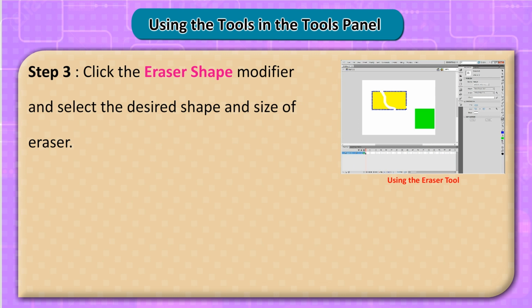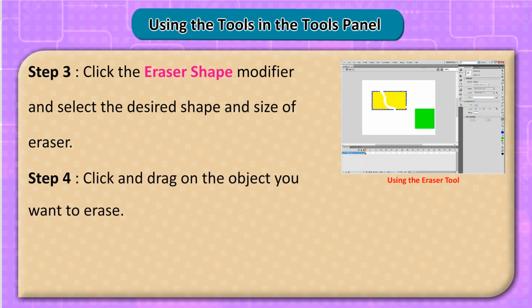Step 3. Click the Eraser Shape modifier and select the desired shape and size of eraser. Step 4. Click and drag on the object you want to erase.